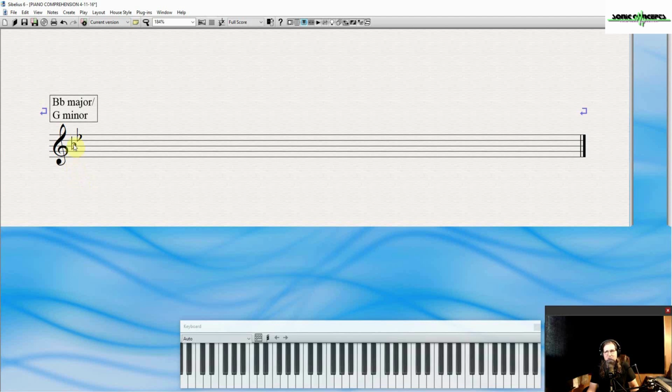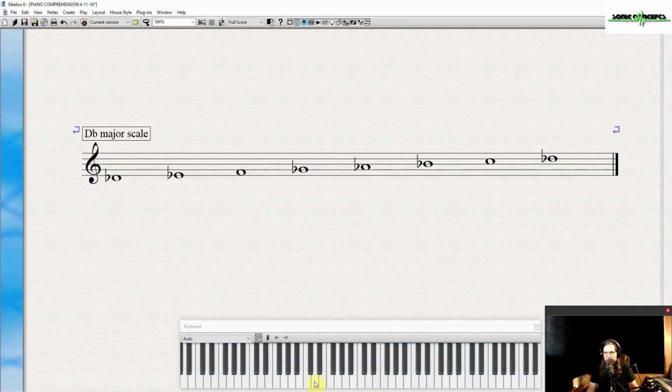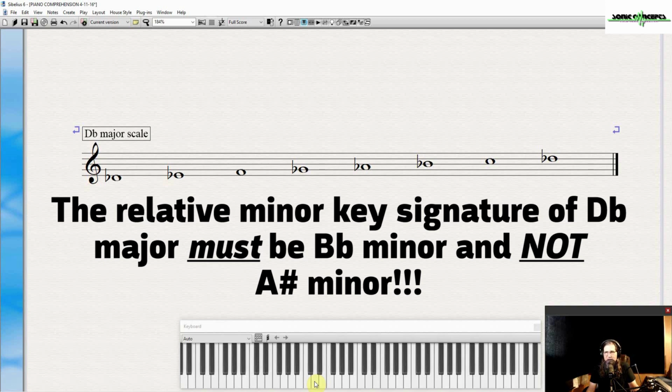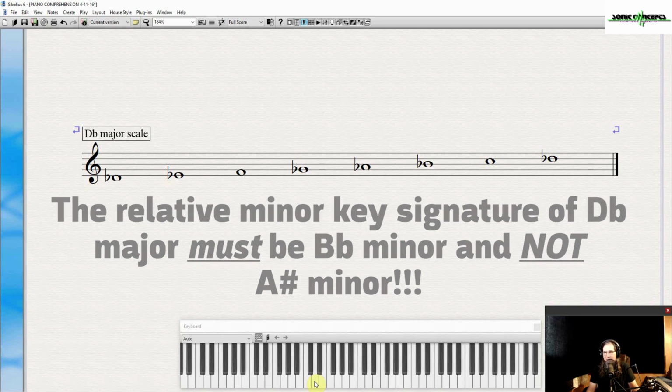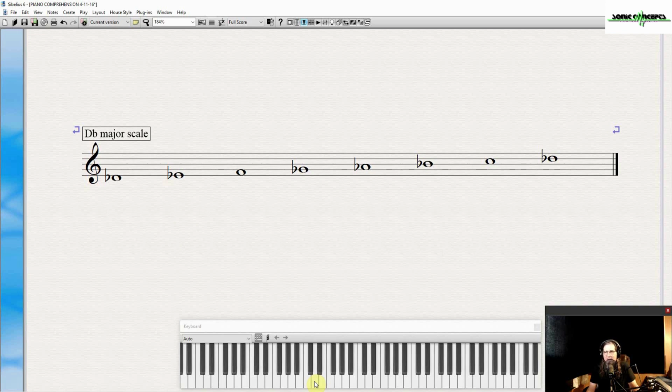Notice this key signature contains accidentals on B-flat and E-flat, which is common to both the B-flat major and G natural minor scales. Relative keys, such as B-flat major and G minor, must always contain the same accidentals. For example, the relative minor key signature of D-flat major must be B-flat minor and not A-sharp minor, even though the keys of B-flat minor and A-sharp minor are enharmonically the same.